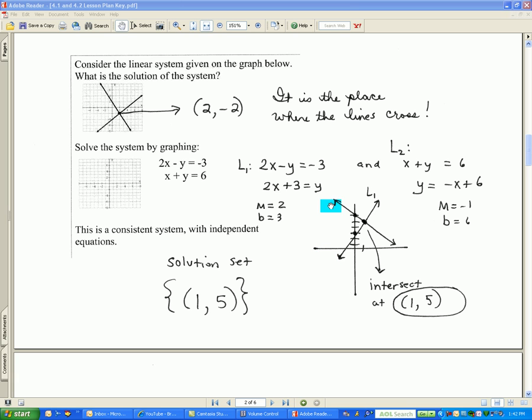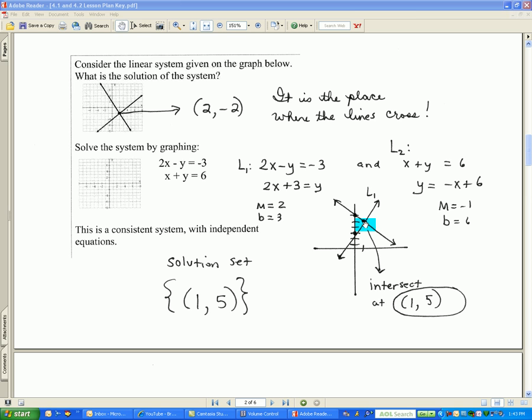If I want to graph line 2, which I haven't labeled, but what I'm running along is line 2, I start with b. b is 6, so I put a solid dot on the y-axis at 6. Slope is negative 1, that's really negative 1 over 1, so I go down 1 over 1. I go down 1 over 1. Draw my line.